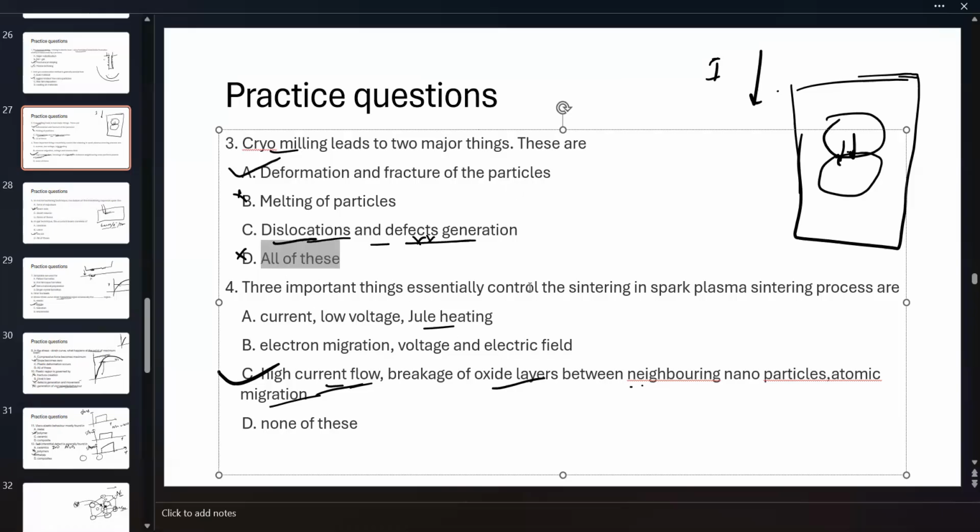Three important things essentially control the sintering in the spark plasma sintering process, that are current, low voltage, and Joule heating. Three things should be pressure, temperature, current and low voltage. Not really. Electron migration.